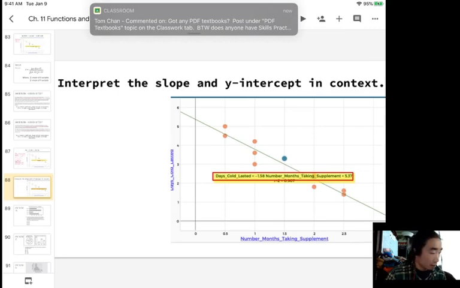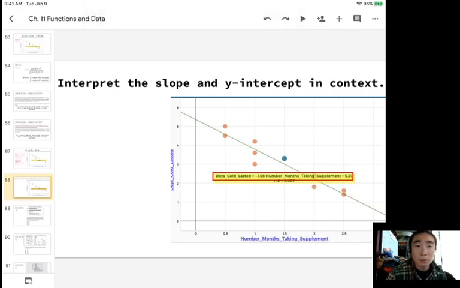Okay, that's, I think, all I wanted to say about correlation, scatter plots, all this stuff. Any questions on all the stuff I went over so far? Nope.